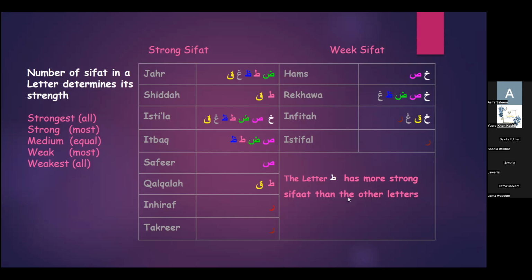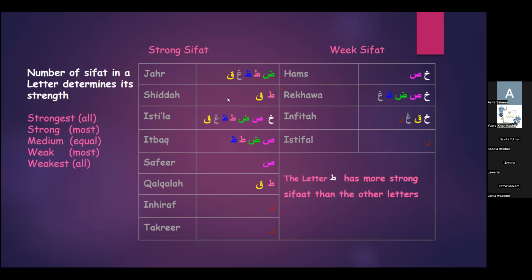So jahar applies to letters Ba, Ta, Dad, Ghain, and the Qaf. All of these letters have a jahar, and opposite to jahar is hams. Hams is a weak sifa. The letter Kha and the Sad, as you can see, they are huruf al-isti'ala, but they have hams. Therefore, although they are heavy letters, permanently heavy letters, they have a weak sifa, which is hams.